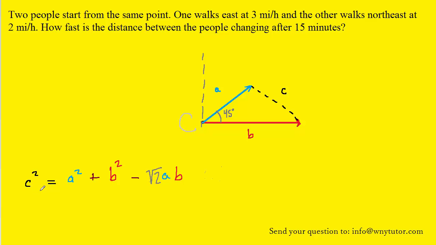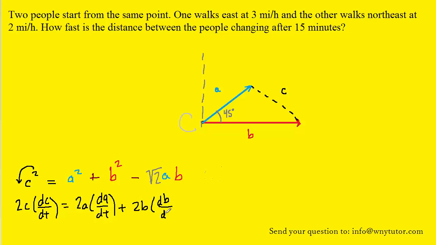Our next step is to differentiate the equation with respect to time. For c squared, all we need to do is pull the exponent down to make it 2c. We'll subtract 1 from the exponent, so it becomes c to the first. And then we multiply by the derivative of c with respect to time, which is dc/dt. We're going to do a similar thing for the other terms of the equation. So this will become 2a times dA/dt. The next term will become 2b times dB/dt.